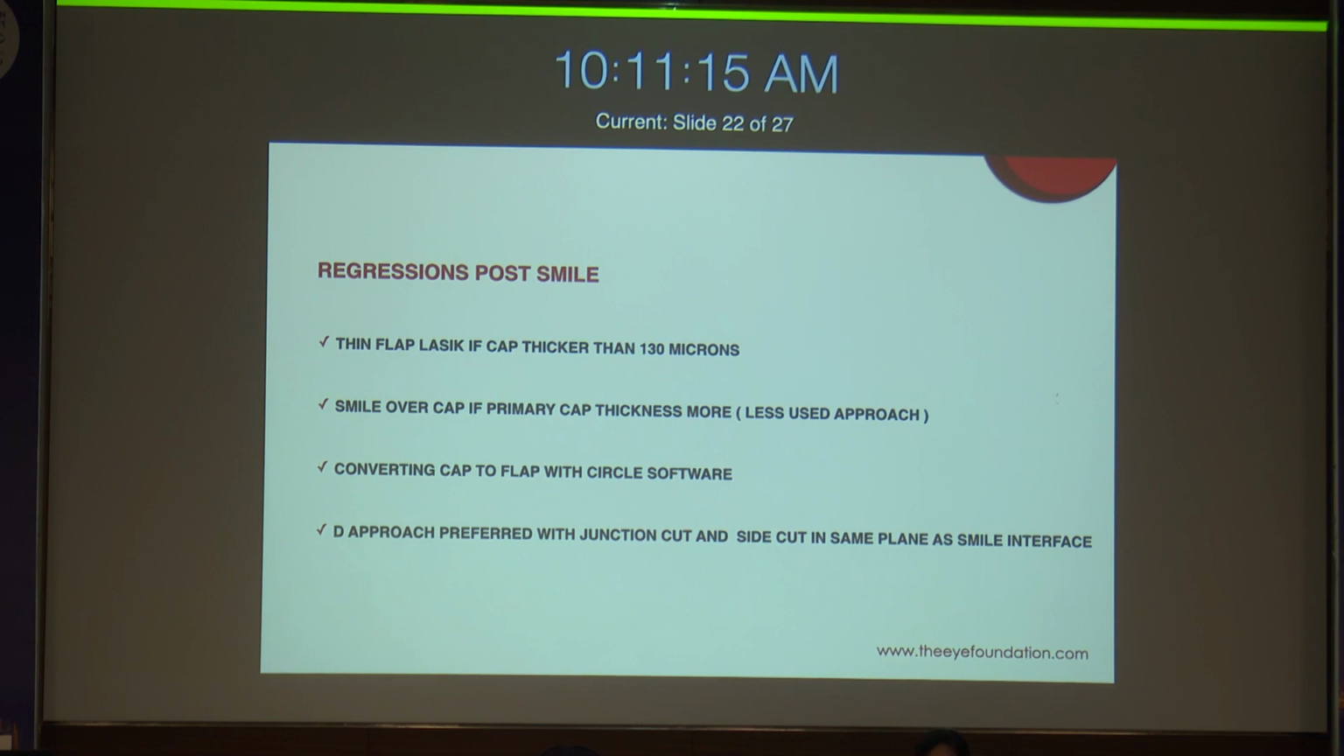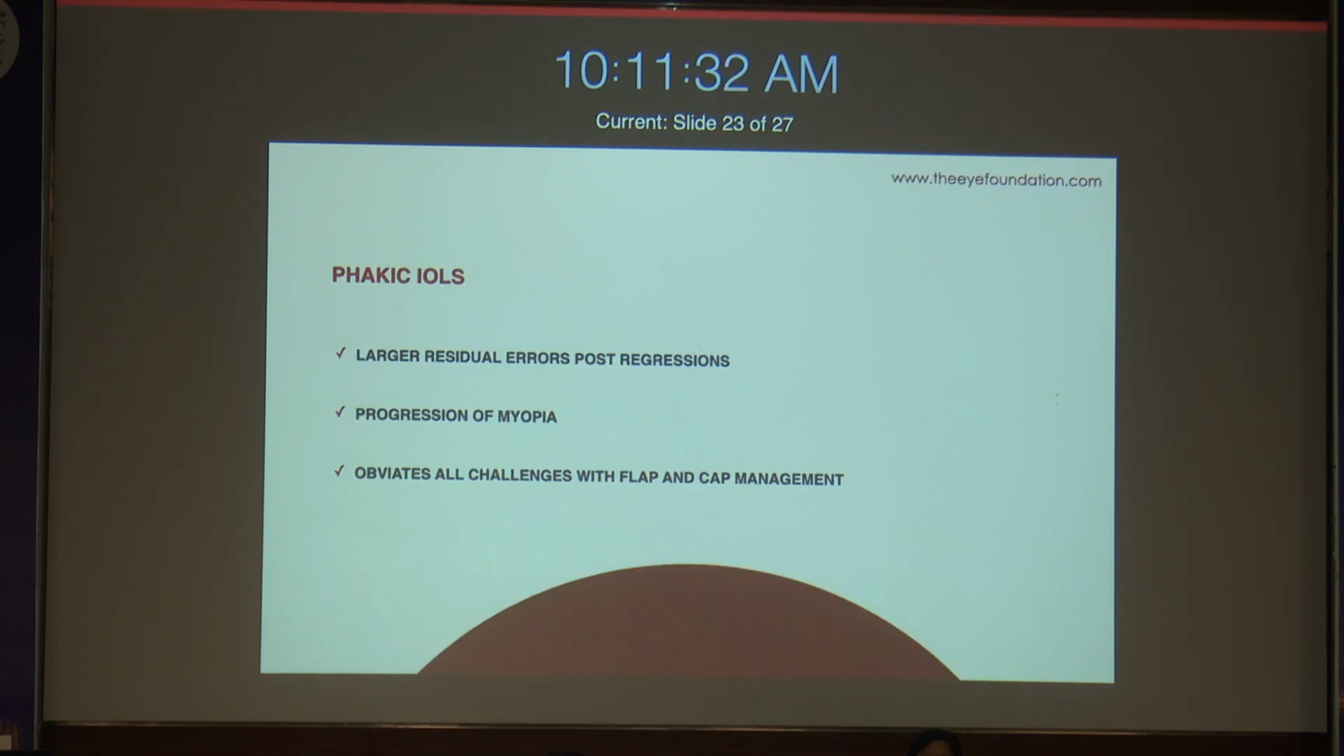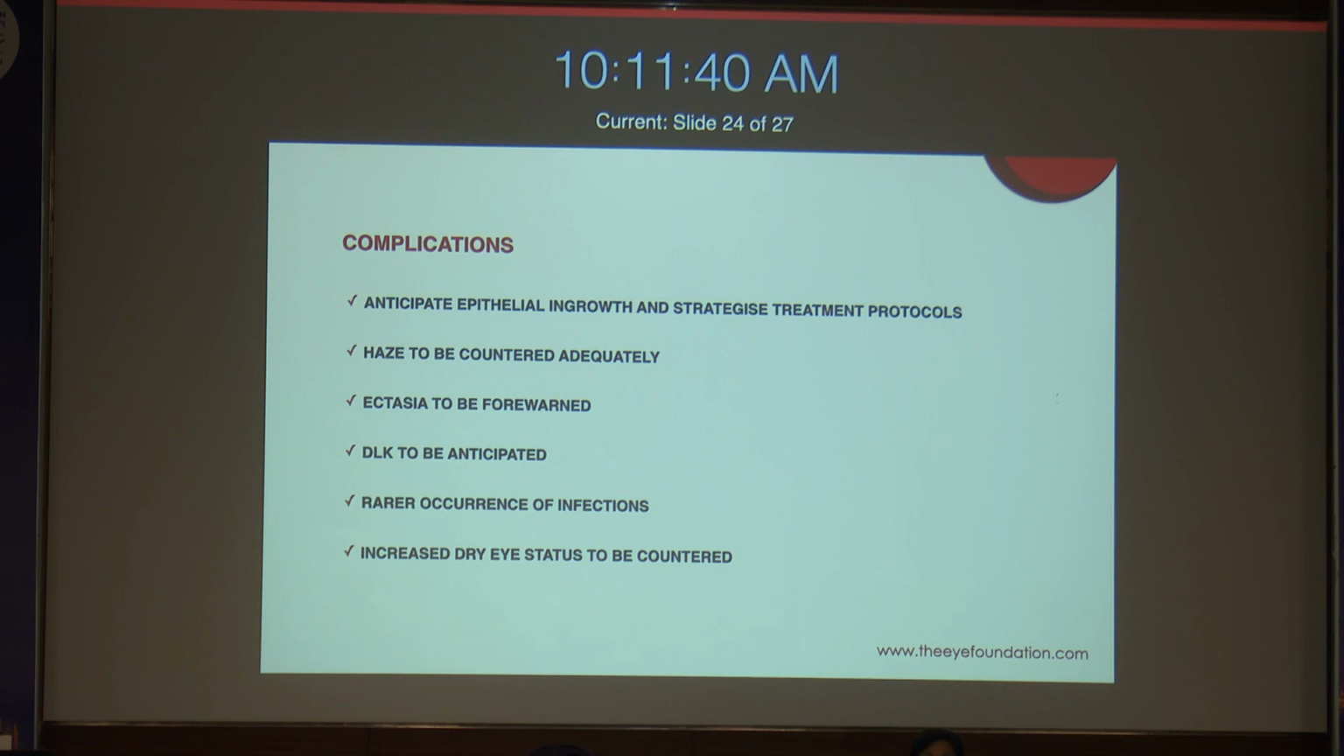So what we need to understand is that these are the different options which we have if you want to do a regression treatment enhancement post-SMILE procedure. Commonly we would do a PRK, we could do CIRCLE software, otherwise SMILE over the cap or underneath are the different options. Phakic IOLs would rarely be needed for large residual errors. It should have been a mistaken entry. Otherwise, I don't think we would need to do a phakic IOL at all.